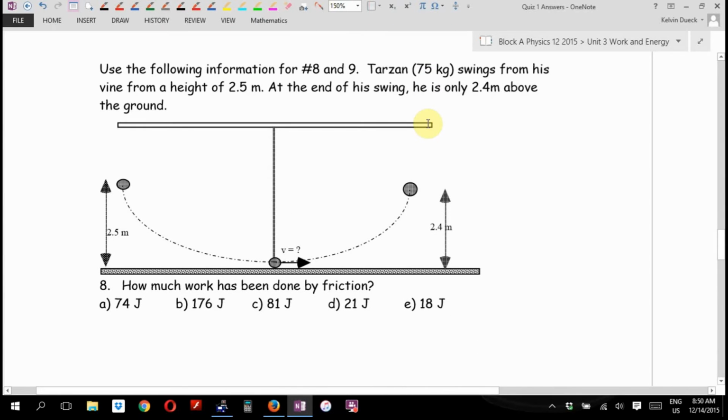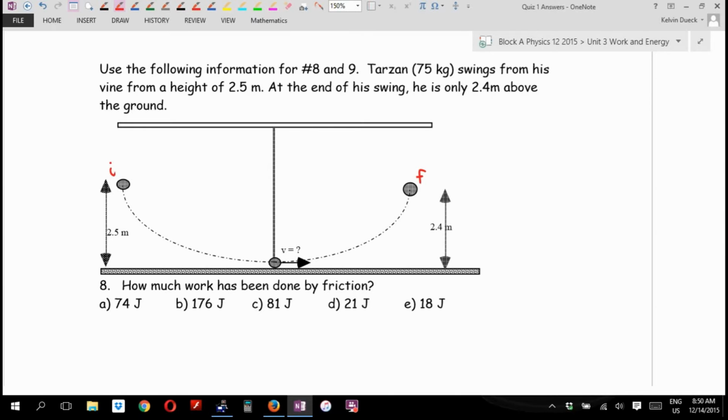It says, use the following information for number 8 and number 9. Tarzan swings from his vine from a height. Okay, so here's my initial spot right here. At the end of his swing, he's only 2. So here's my final. Is there a change in height? Is there a change in speed? Is there a yucky, curvy path? I'm kind of leaning towards conservation of energy right now.